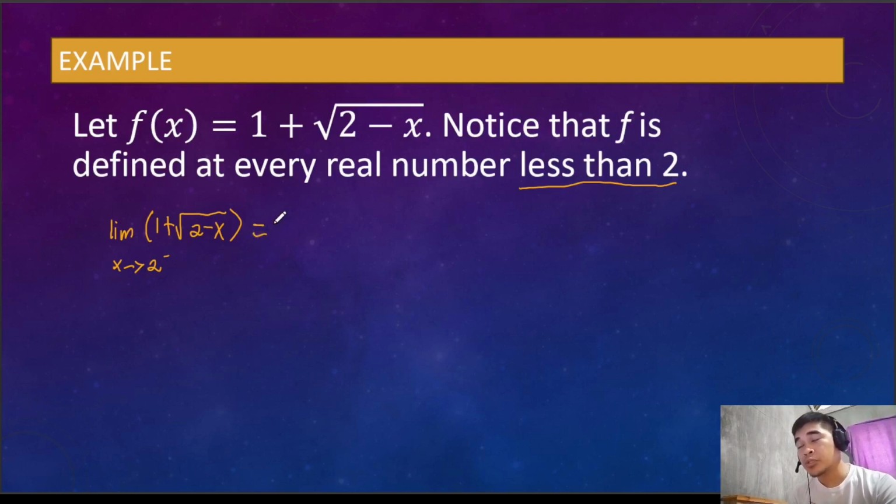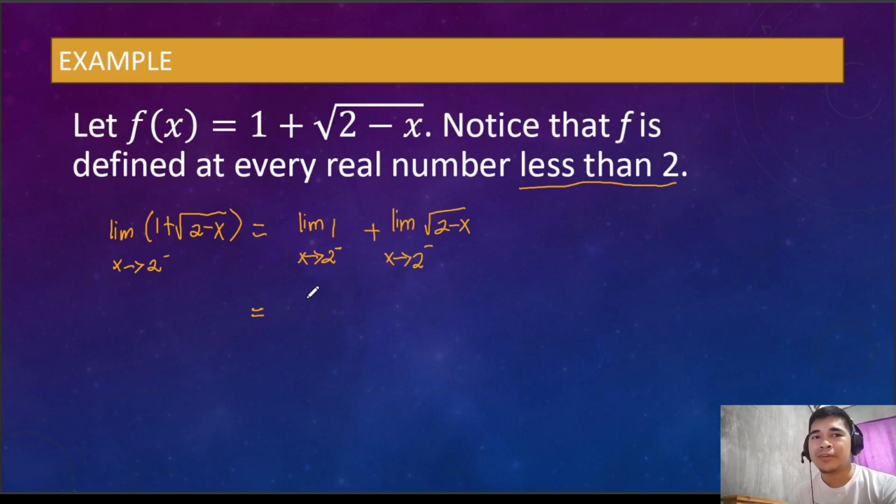Let us use the limit theorems. So first, we just separate: the limit of 1 as x approaches 2 from the left plus the limit of square root of 2 minus x as x approaches 2 from the left side. So this equals, we know the limit of a constant is the constant itself, so 1.